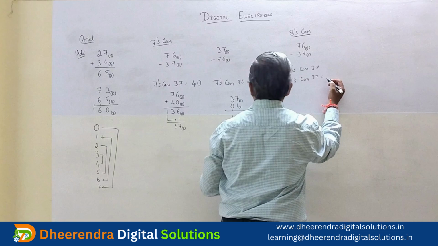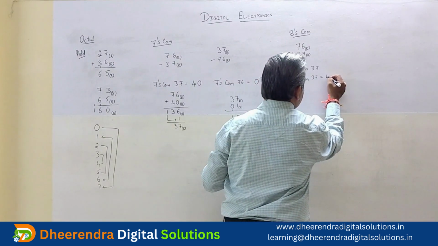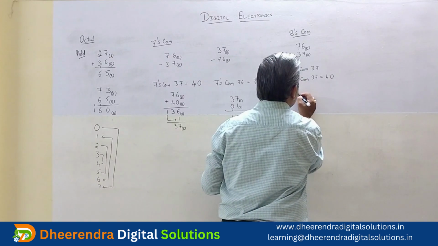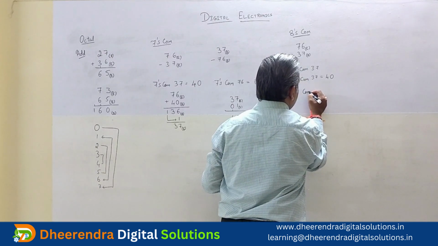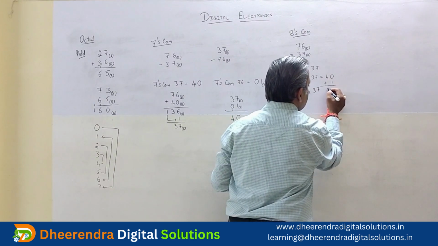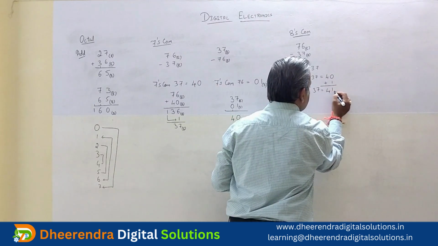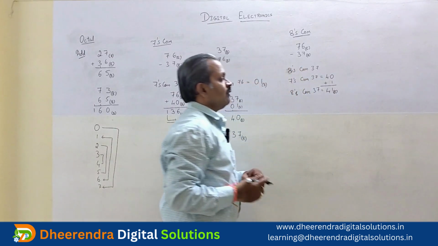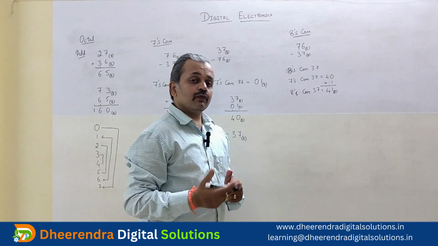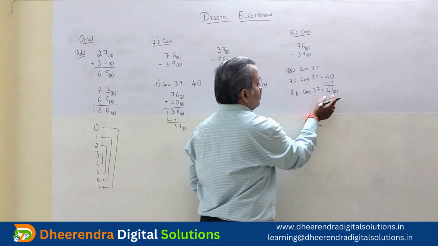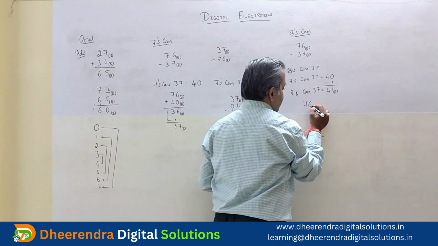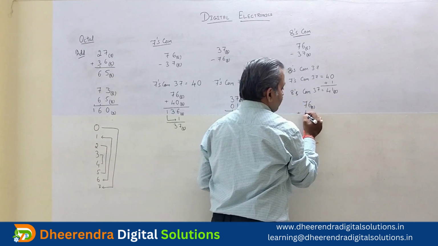The 7's complement of 37 is equal to 40, which we have already seen, plus, since we are looking at the 8's complement of 37, we need to add 1 to the number, which becomes 41 to the base 8, because I have added 1. That's the rule for the 8's complement. Now, let us take this number and add it with 76: 76 to the base 8 plus 41.